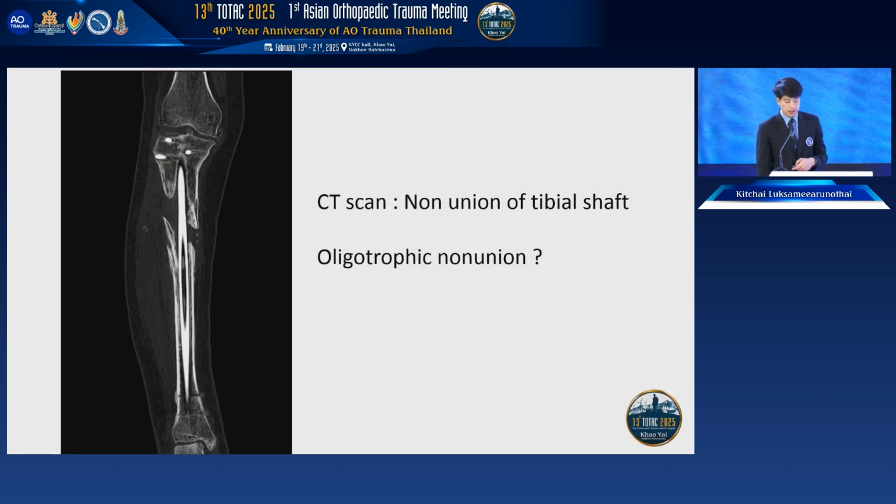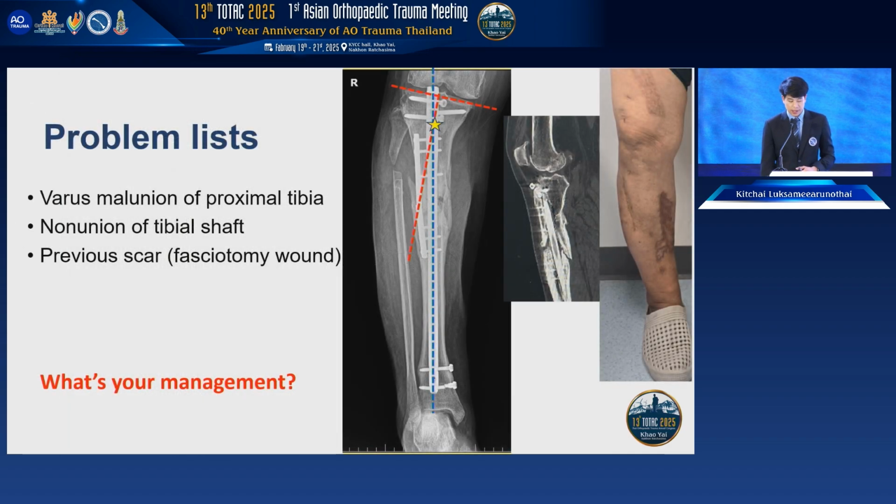The CT scan, this is the last CT scan; I didn't take any more. It looks like an oligotrophic non-union. So, let's start from this slide. The problem is a varus malunion of the proximal tibia and non-union of the tibial shaft, with the previous soft tissue condition like this. I would like to ask our panelists what your management is for this case.